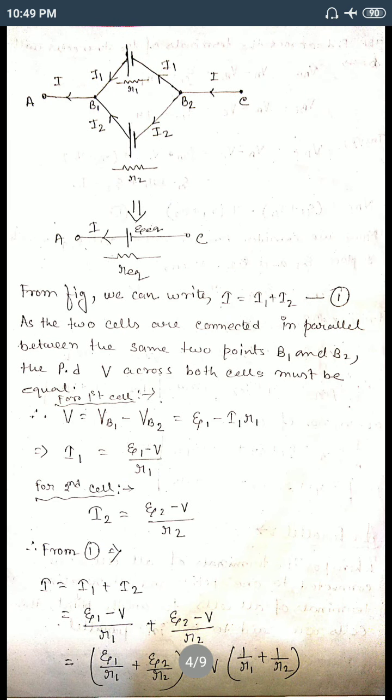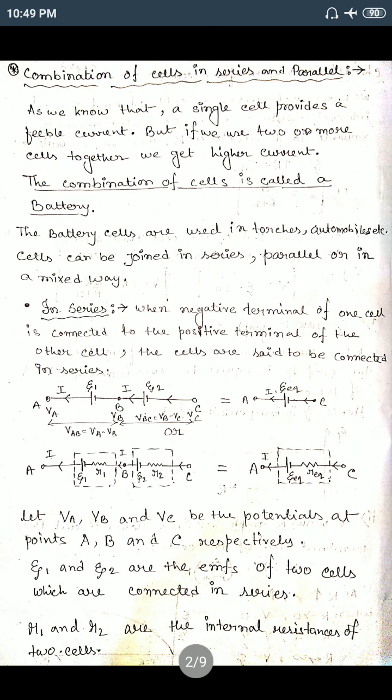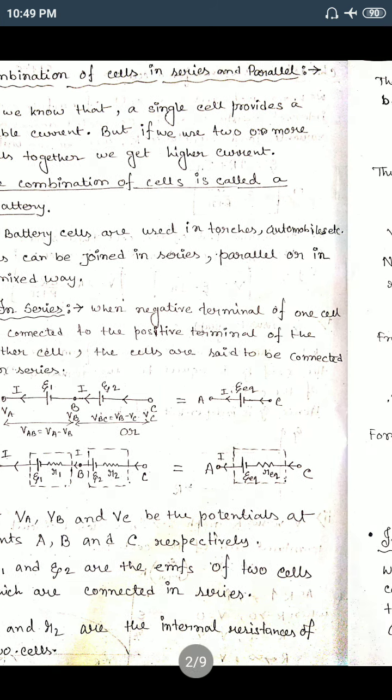And we know that in parallel combination the potential V is equal. So whatever the potential across E1, cell 1, the same potential is also across cell 2, because they have the same common points B1 and B2. But what is different here? Current is different. And in series you see that the current is the same, but the potential is different: VA, VB, VAB, VBC will be different.